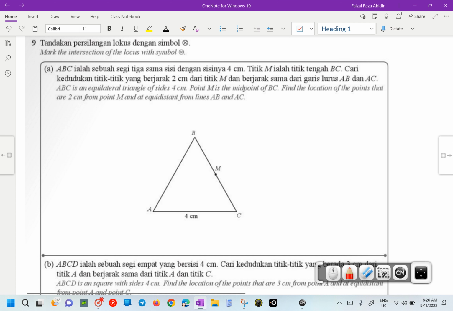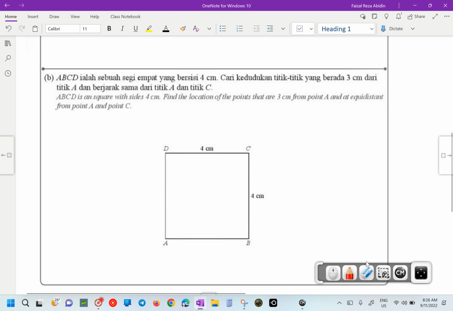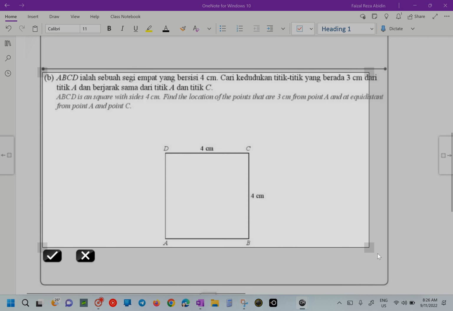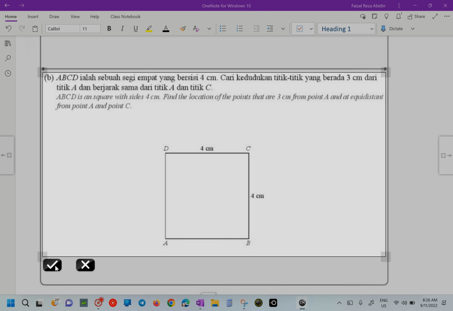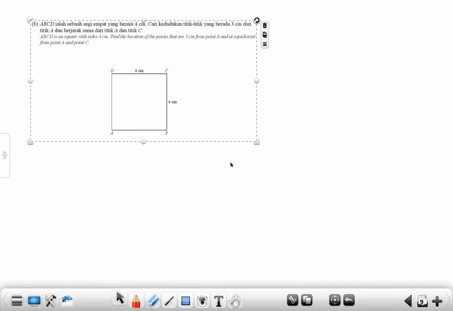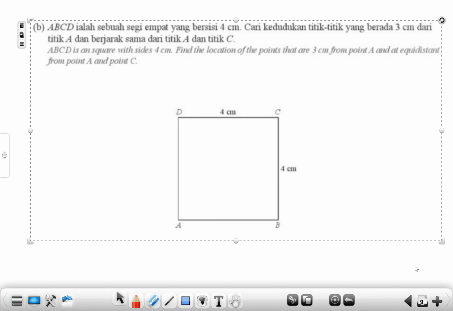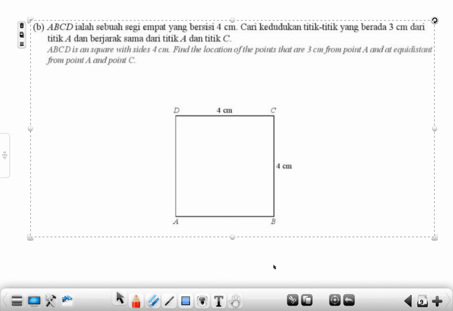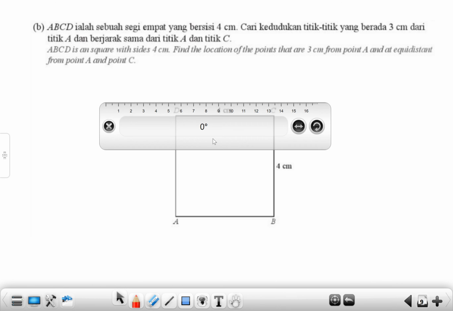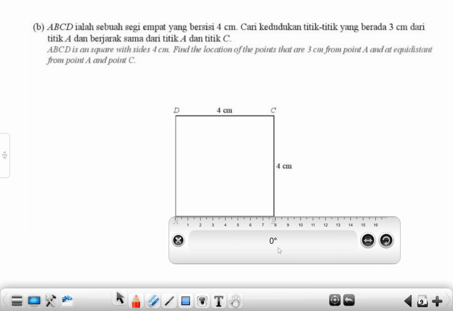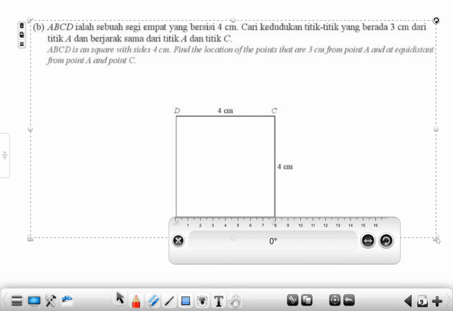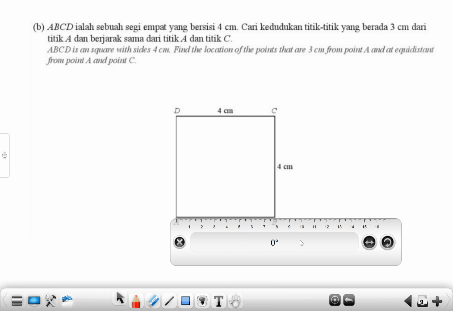So move to the next question, B here. Let me take the picture also for our B. It also gives us that ABCD is a square with sides of 4 centimeters. Let me check. Of course, I'm going to have 8 over here. Alamak, not enough. Okay, almost.